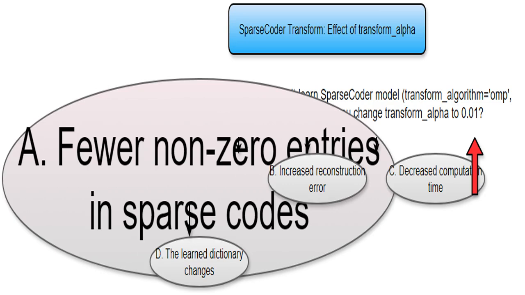By lowering transform_alpha, I'm making the algorithm prioritize sparsity. That means I force it to use fewer non-zero entries in the sparse codes. I'm pushing it to find the absolute minimum number of important features to represent the data.